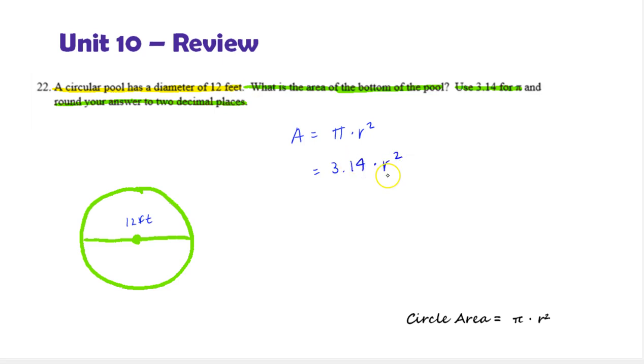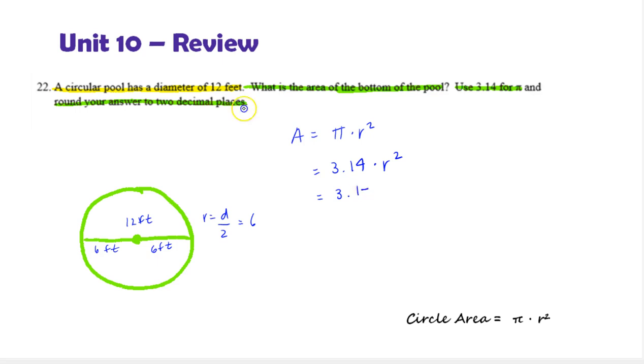And the only value we need to find from the diagram or the given information is the radius. So notice they gave us the diameter. The diameter is the distance all the way across. The radius is the distance from the center to one side. So notice either one of these could be considered the radius. They would both be half the diameter. So the radius is the diameter over 2, which is 6. Okay, so you need to divide the diameter by 2 before you put it in this formula.